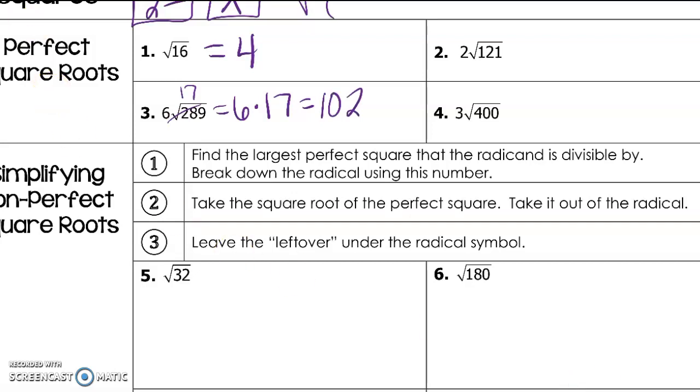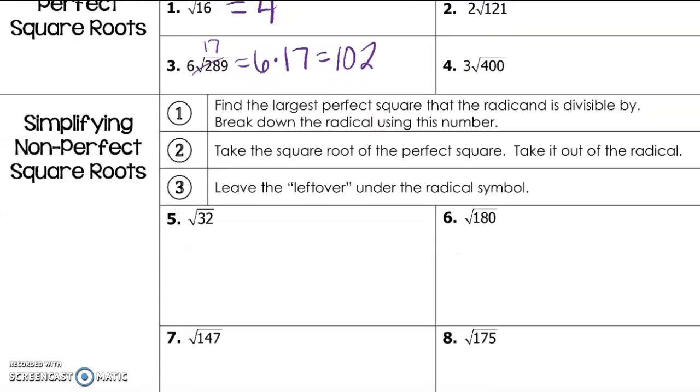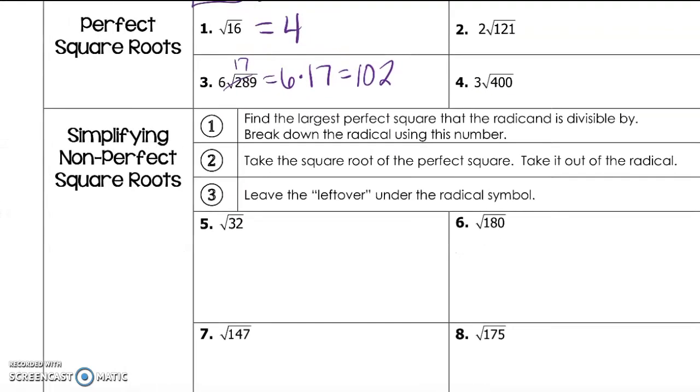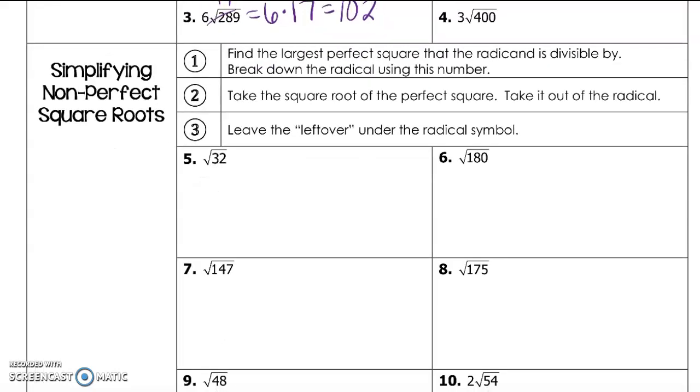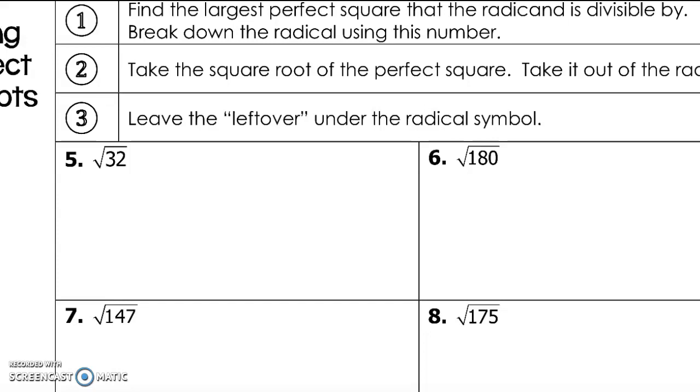Again, a number out in front and then a square root means that you're multiplying those two. So take the square root first and then multiply the number in front of it to get your final answer. The main point of these notes is this next part, where we are going to simplify non-perfect square roots. All of the rest of these do not show up on our perfect square list. Our job is to find the largest perfect square that goes into 32, as number 1 says.